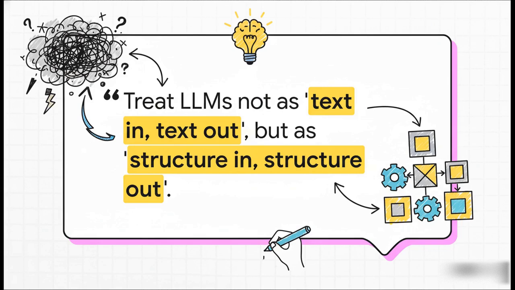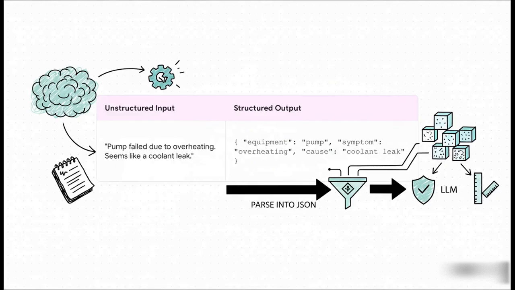You have to shift how you think about LLMs. Don't treat them like a magic box where it's just text in, text out. To get reliable, production-ready results, you have to think structure in, structure out. And this slide shows exactly what that means in practice.